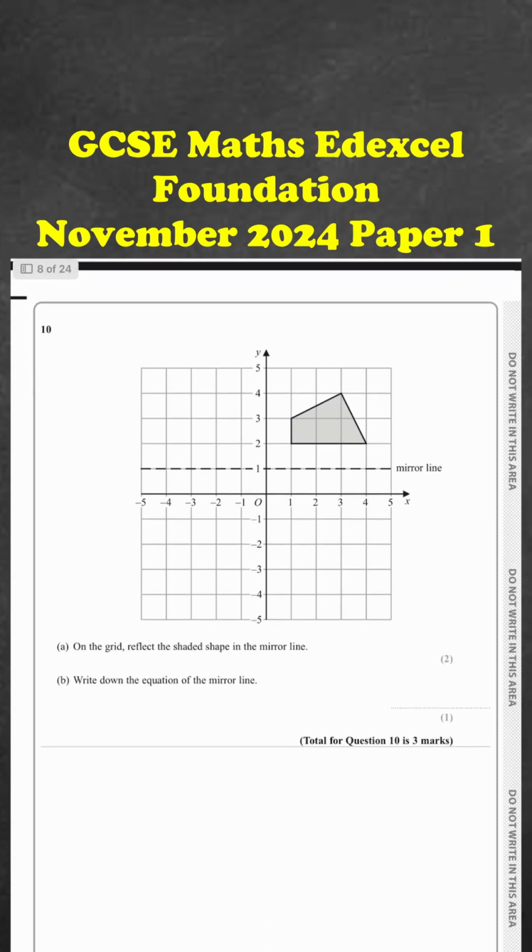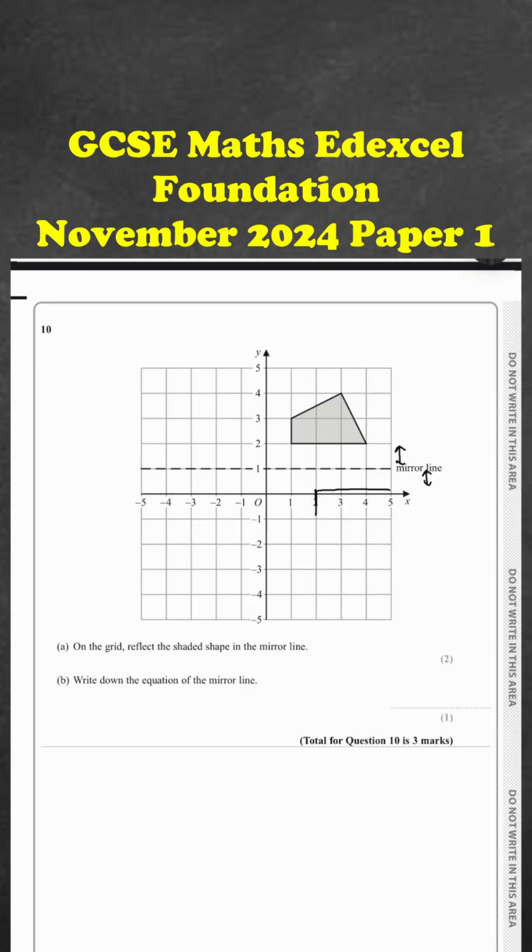Question 10. Part A. On the grid, reflect the shaded shape in the mirror line. So we've got this very odd looking shape. We're reflecting it, so there is a gap of 1 square here between the mirror line and the shape. So we know the shape needs to start on the actual axis. So I'm going to draw the straight line first. From 1 to 4, it's only a reflection, so it's going to be exactly the same size of shape. Then we can see it goes 1 this direction. We just need to make sure we get this point correct here.